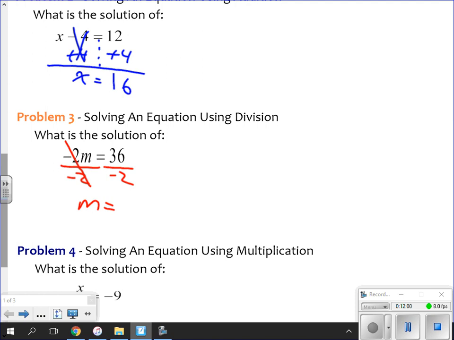Once again, if you need to use your calculator to do this, use your calculator. If you're not sure or you're nervous about it, feel free. So half of 36 is 18, so I get negative 18. Questions?